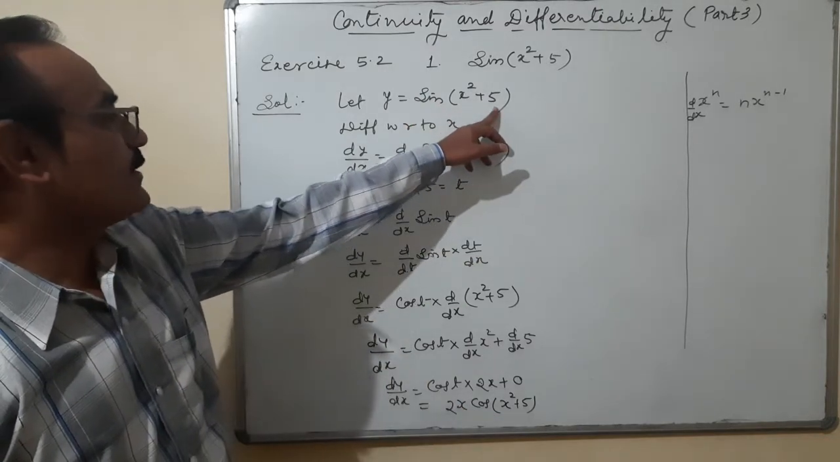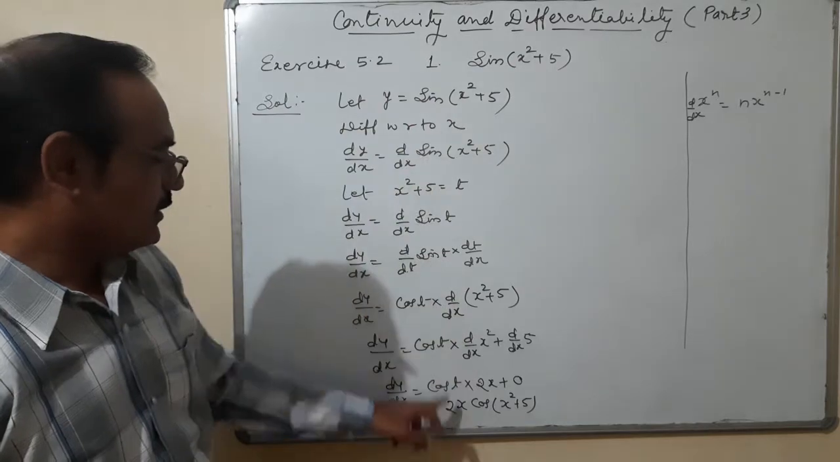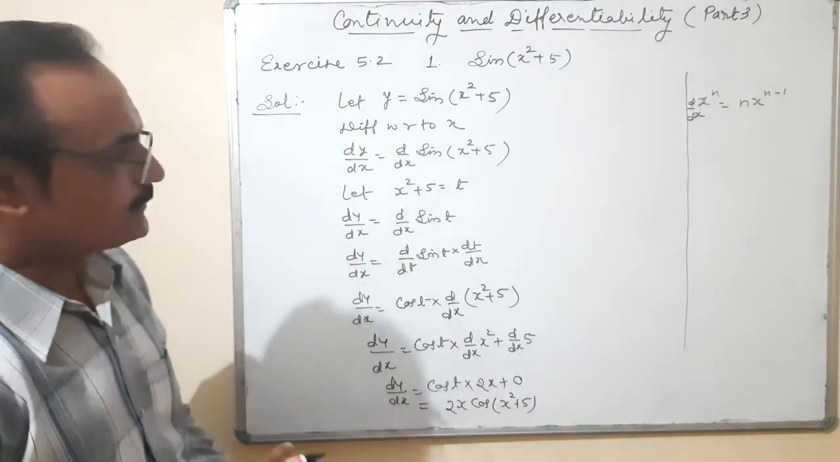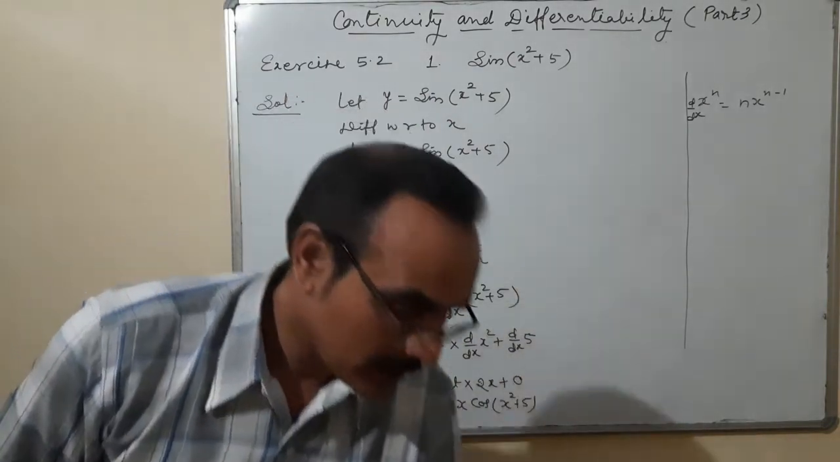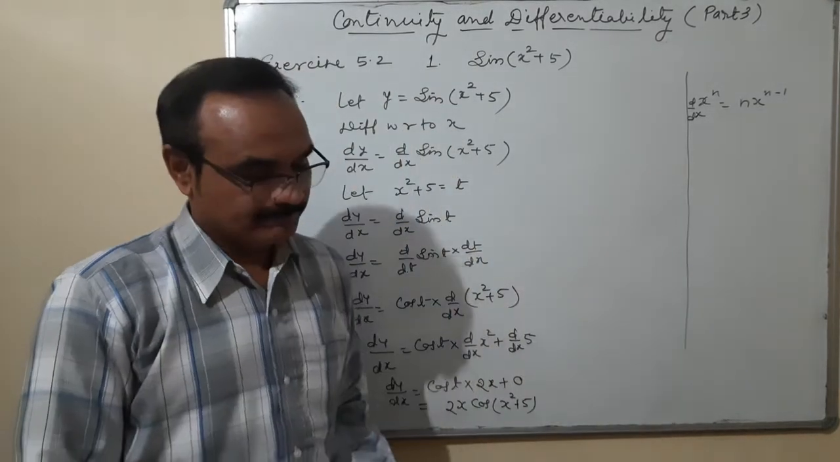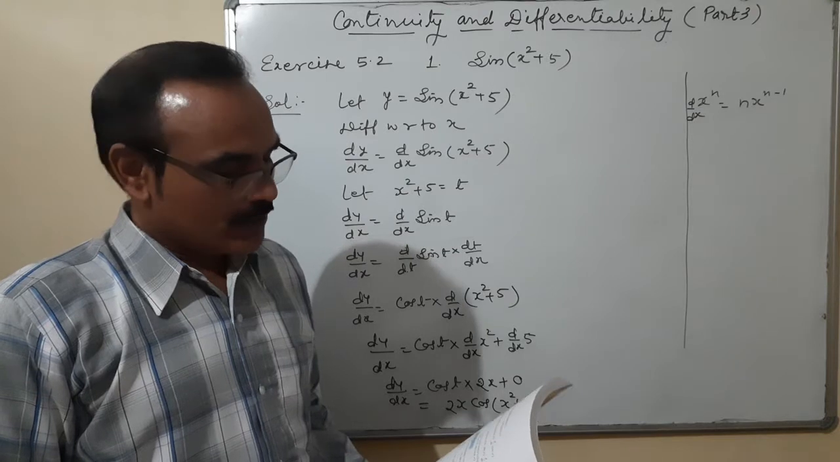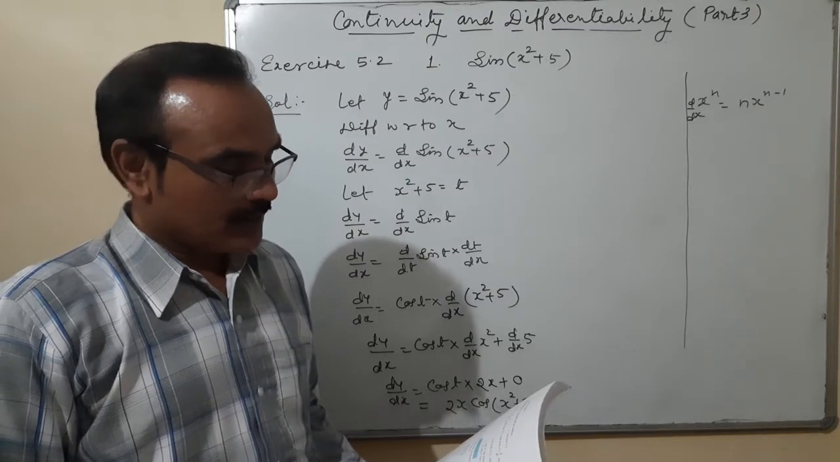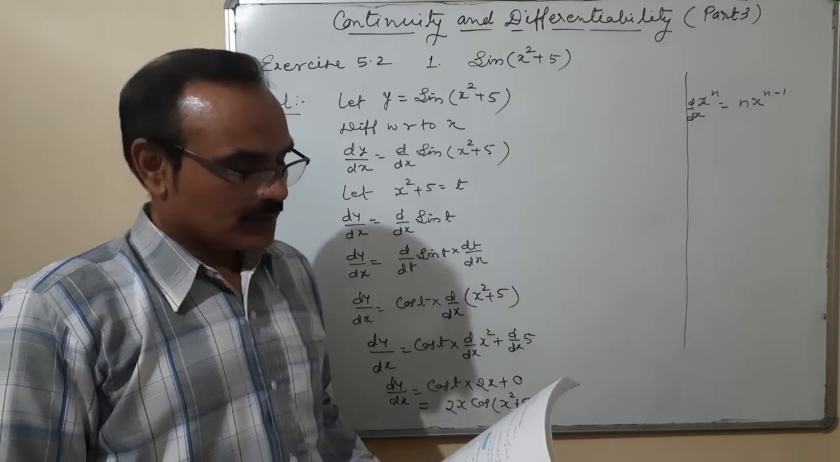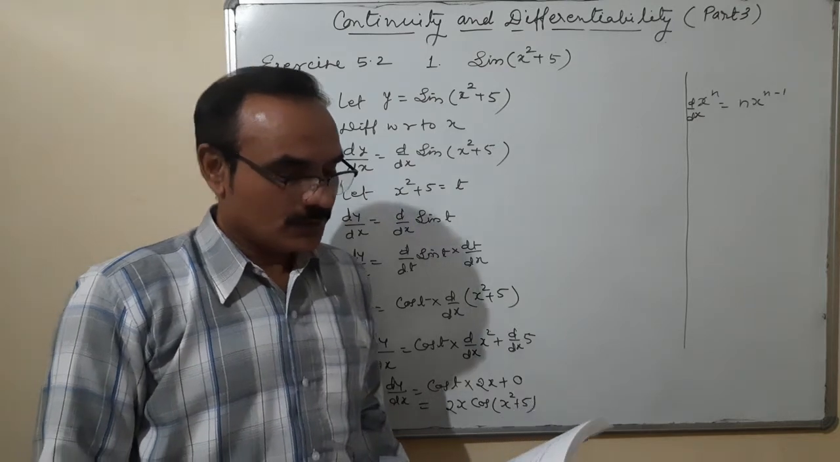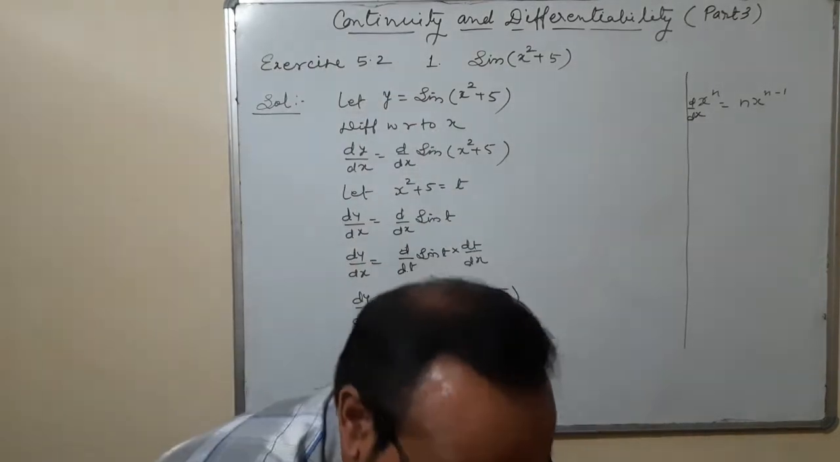So finally the differentiation of this term is 2x cos of x square plus 5. Sine of x square plus 5 gives cos of x square plus 5, and 2x is outside. Okay. That is one. Another question. From here I want to take question number 5, in which we will use the product and quotient rule.